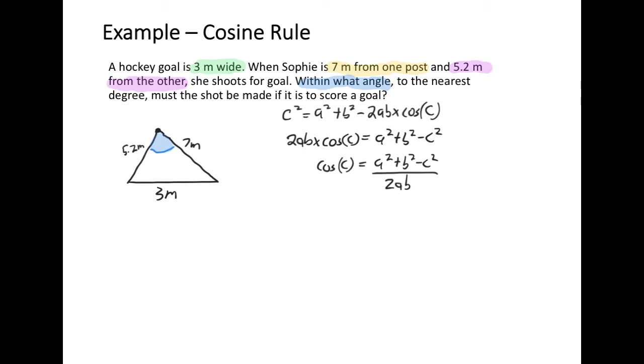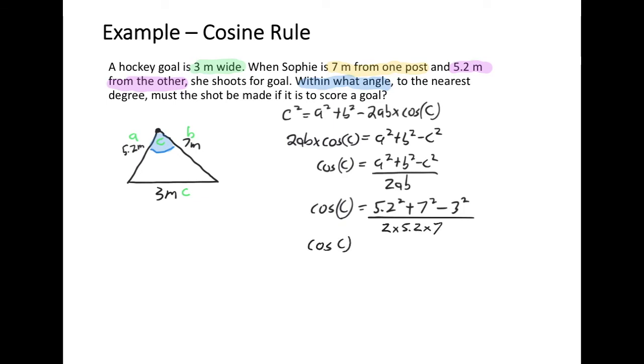Now, once I've got my formula that I'm going to substitute into, I need to go back to the original question and label my information. My unknown angle, I'm going to label as angle C. The side opposite angle C is going to be side c. And then my two other sides are going to be side a and side b. Now that I've labeled my information, I can substitute it into the formula. So cos of angle C is going to equal 5.2 squared plus 7 squared minus 3 squared, divided by 2 times 5.2 times 7.